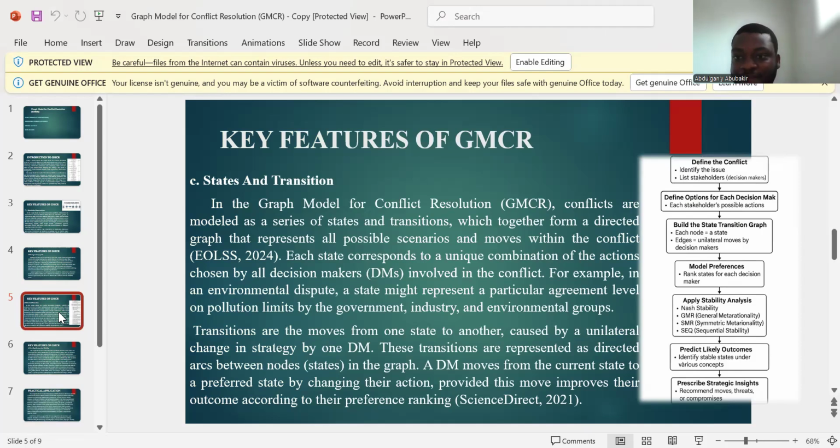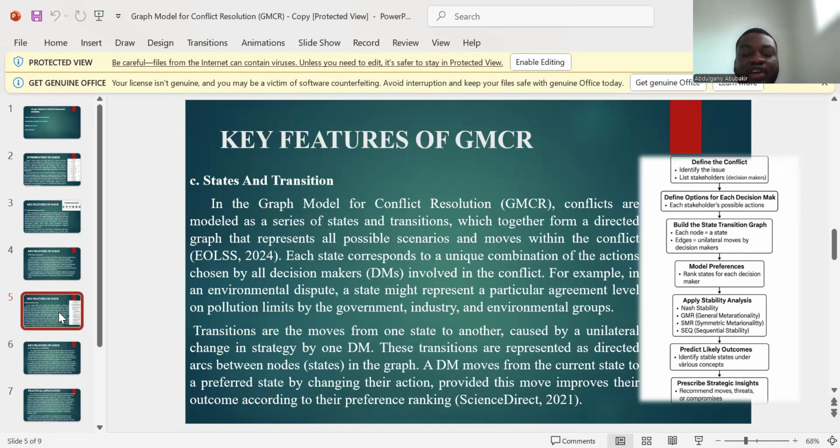And a transition moves from one combined decision of decision makers to another when one of the decision makers unilaterally changes a strategy.